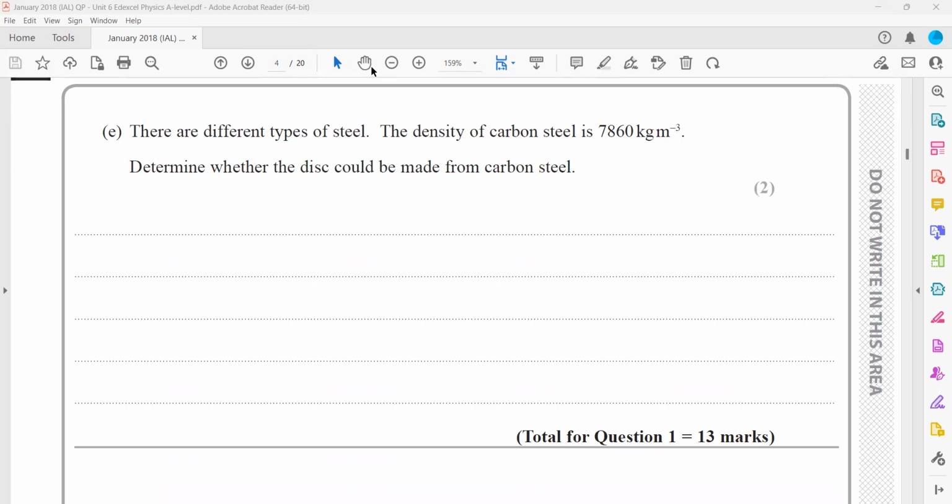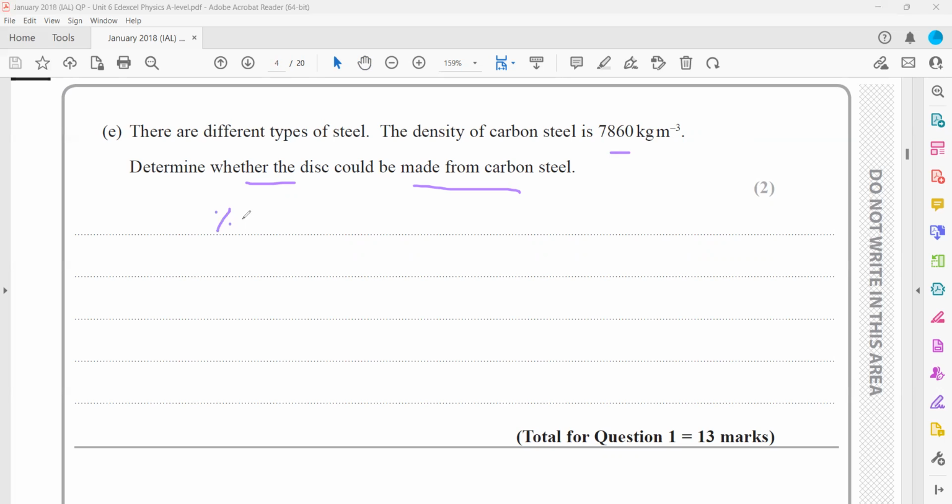Then there are different types of steel. The density of a carbon steel is 7860. Determine whether the disc could be made from carbon steel. So what we have to do is compare the percentage difference with percentage uncertainty. Percentage difference is maximum minus minimum divided by mean times 100, or maximum minus minimum divided by standard times 100. That will give us a percentage difference. And then we'll compare with the percentage uncertainty. If the percentage difference is higher, then we'll say no. If the percentage difference is less than the percentage uncertainty, then we'll say yes.